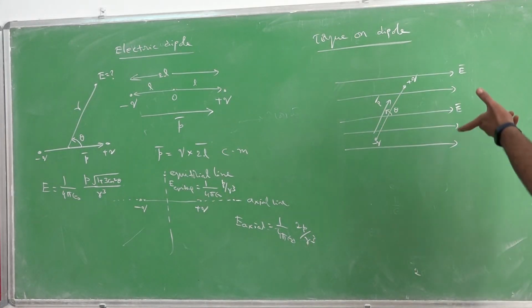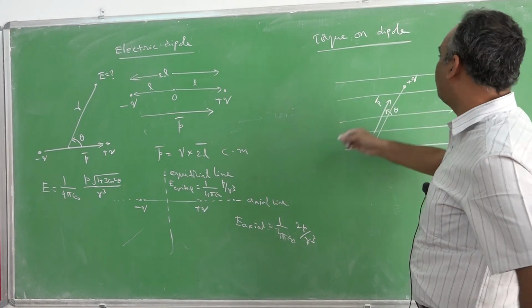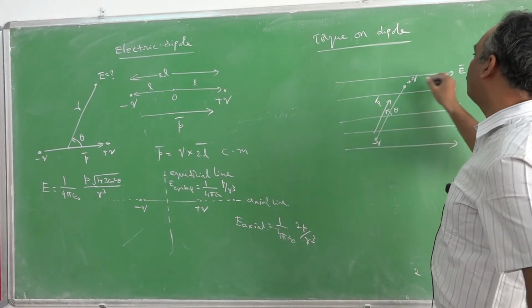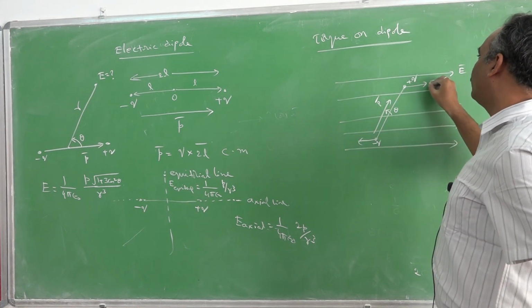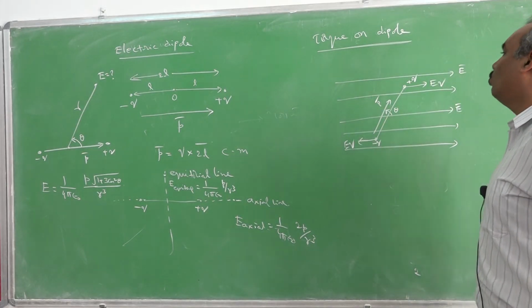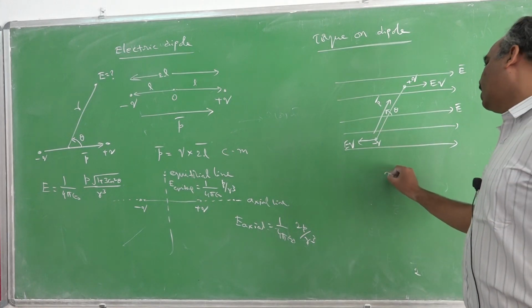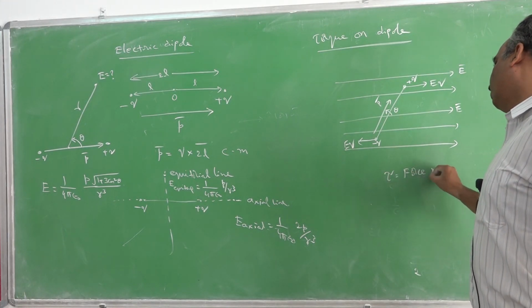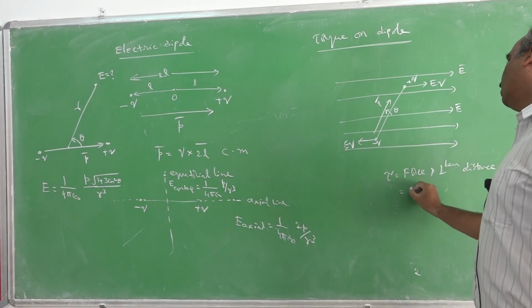This dipole experiences some turning effect to get stable equilibrium. Since the electric field is directed from the positive plate to the negative plate, the negative plate may attract this positive charge and the positive plate may attract this negative charge. So each and every charge experiences a force EQ in opposite directions. If two forces act on an object to give a turning effect, it is called torque. Torque is defined as force into perpendicular distance. What is the force here? EQ is the force here.